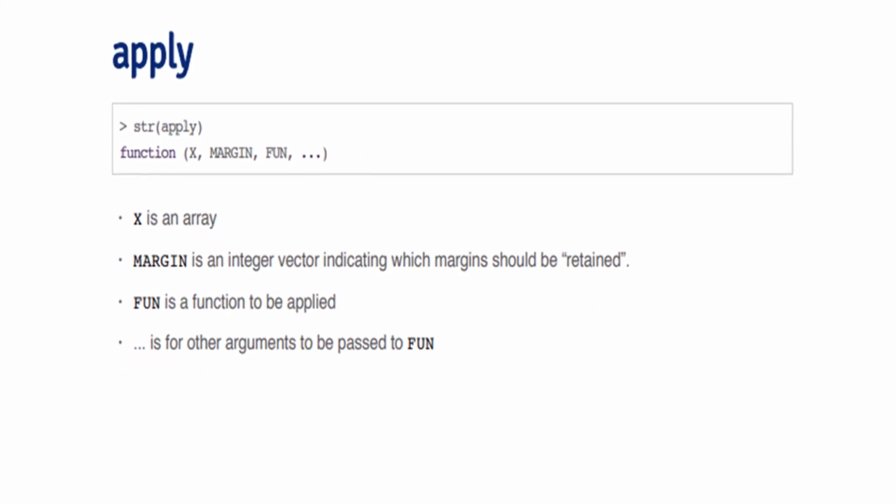Well, how does apply work? The first argument is an array. An array is a vector that has dimensions attached to it, so a matrix is a two-dimensional array. Margin is an integer vector that indicates which margin should be retained. The last important argument is the function that you want to apply to each of the margins. And then the dot dot dot argument is for other arguments that you want to pass to the function.